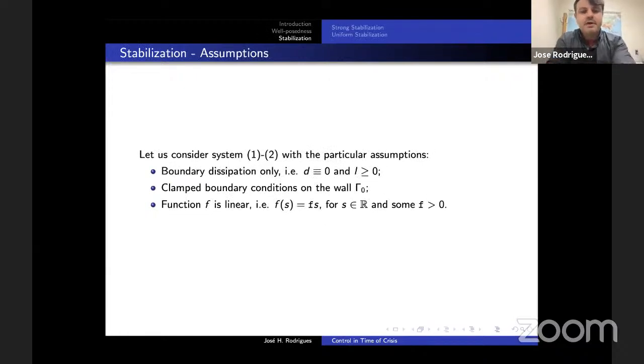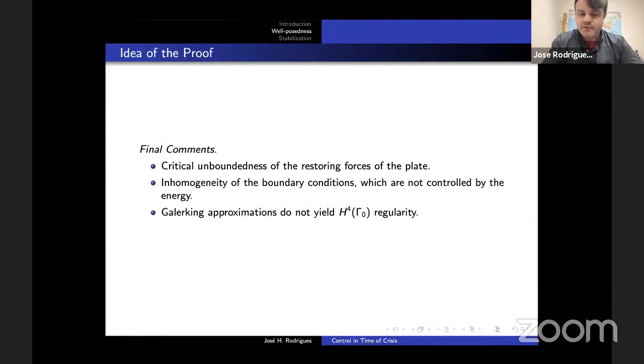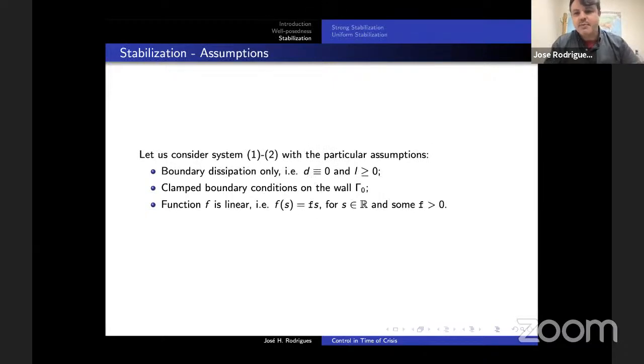Well, that's our well-posedness result. As I mentioned, in the well-posedness results we get a flow which is continuous with respect to the weak topology in any case of boundary dissipation, and we recover a flow which is continuous with respect to the strong topology in the case in which we do not have boundary dissipation, or the boundary dissipation acts over the plate. So what happens?